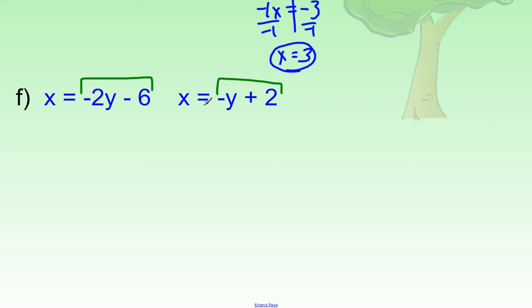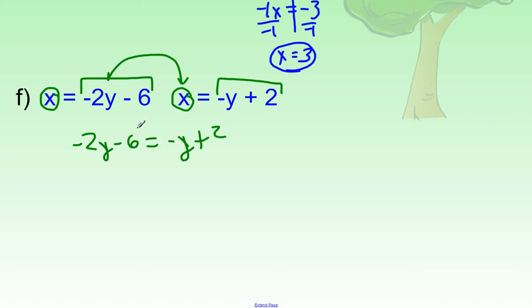I guess we don't have to, because if you look at this, x is the same thing as this x. So if I plug, for example, plug this information in here, it's essentially saying that negative 2y minus 6 is equal to negative y plus 2. This is equal to x, and that is equal to x.